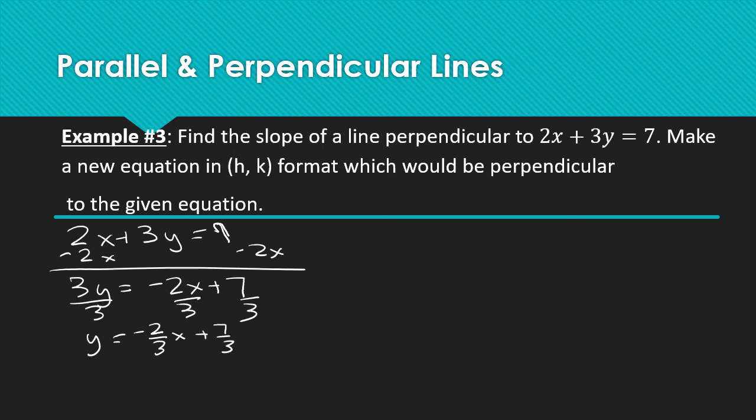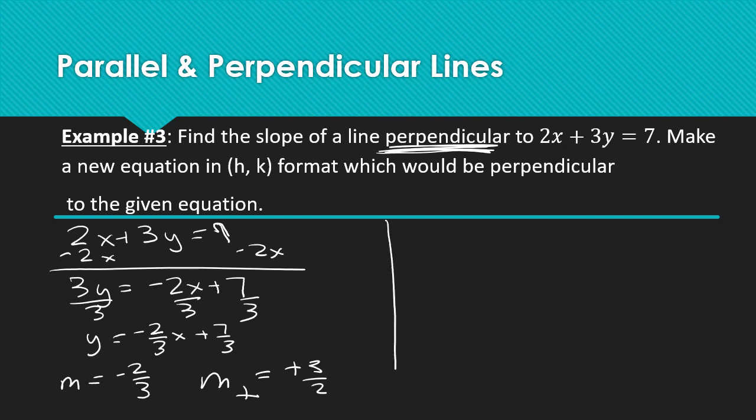So now when I look at this, the slope of this line is going to be negative 2/3. If I come back to my question and look at what they want, the slope of a line perpendicular to this, I'm going to take the opposite, and then I'm going to take the reciprocal. So the reciprocal of 2/3 is going to be 3/2. Part 2 says, write a new equation in HK format that would be perpendicular to the given equation.